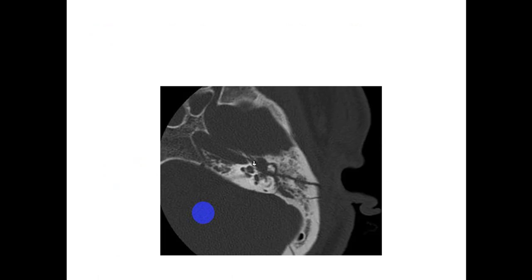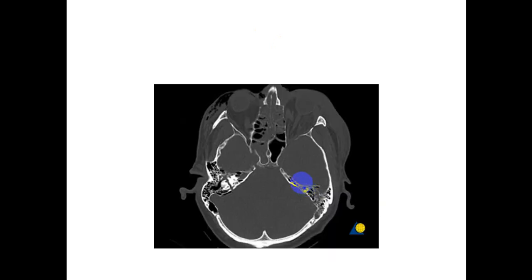This is an axial CT scan that shows the longitudinal fracture of the temporal bone, and this axial CT scan shows the transverse fracture of the petrous part of the temporal bone, and here the fracture involved the labyrinth.